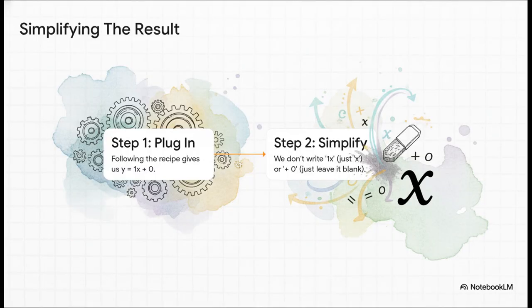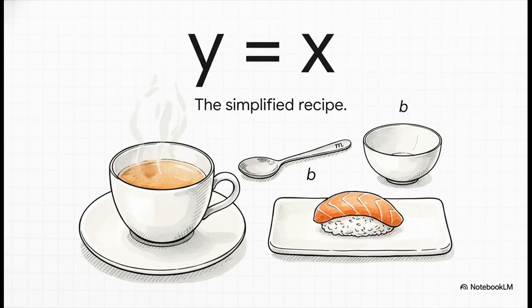So first things first, we follow the recipe. We plug in the numbers, which gives us y equals 1x plus 0. Now, that's technically correct, but in math, we like to be efficient. We don't usually write 1x because, well, x means the same thing. And we definitely don't write plus 0 because adding nothing doesn't change anything. So we simplify. After we clean it all up, the entire equation just becomes y equals x.